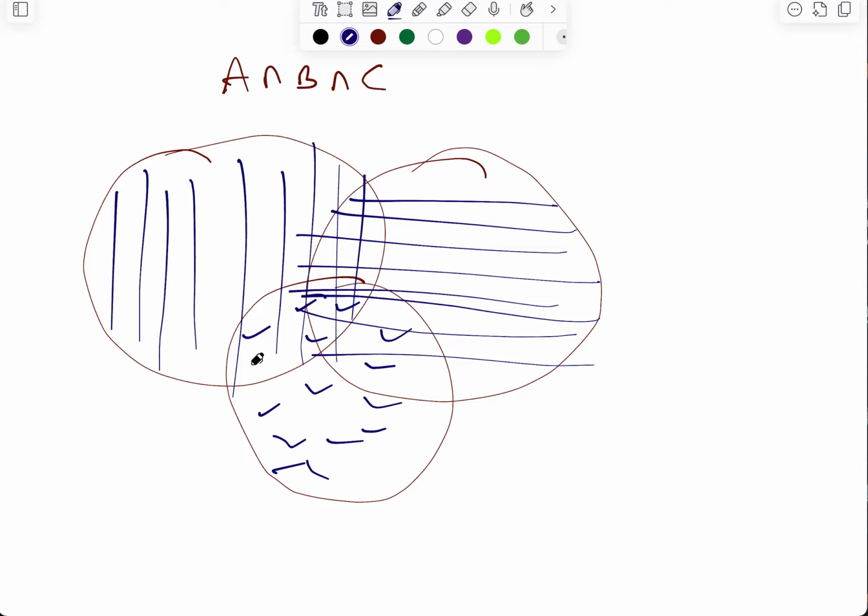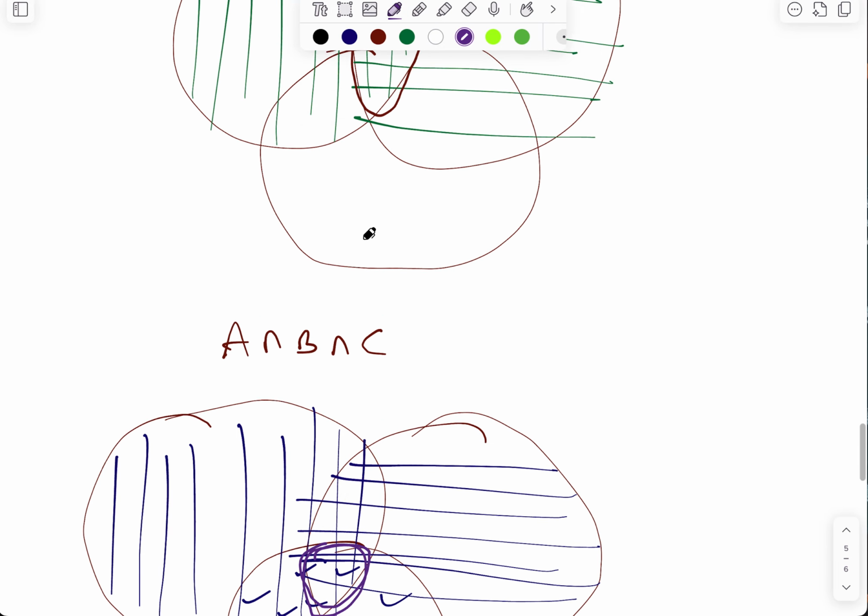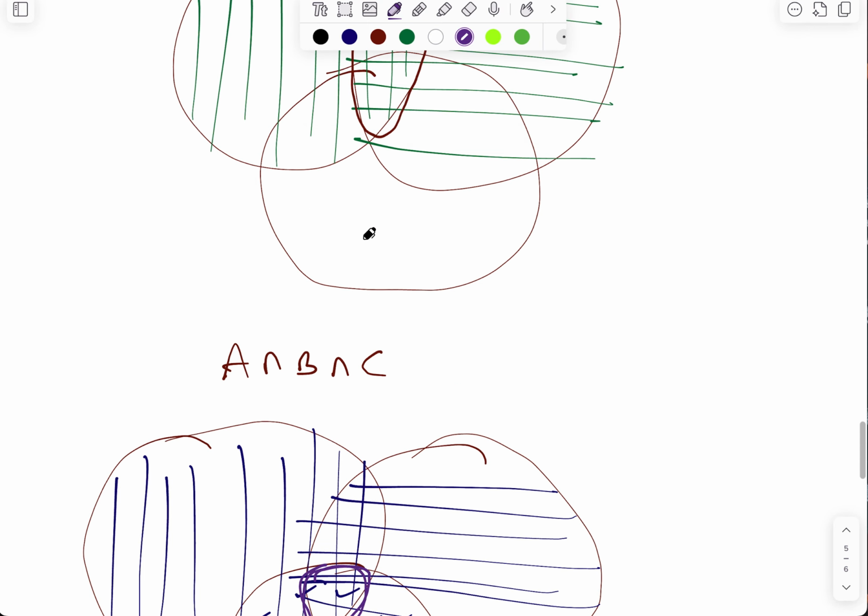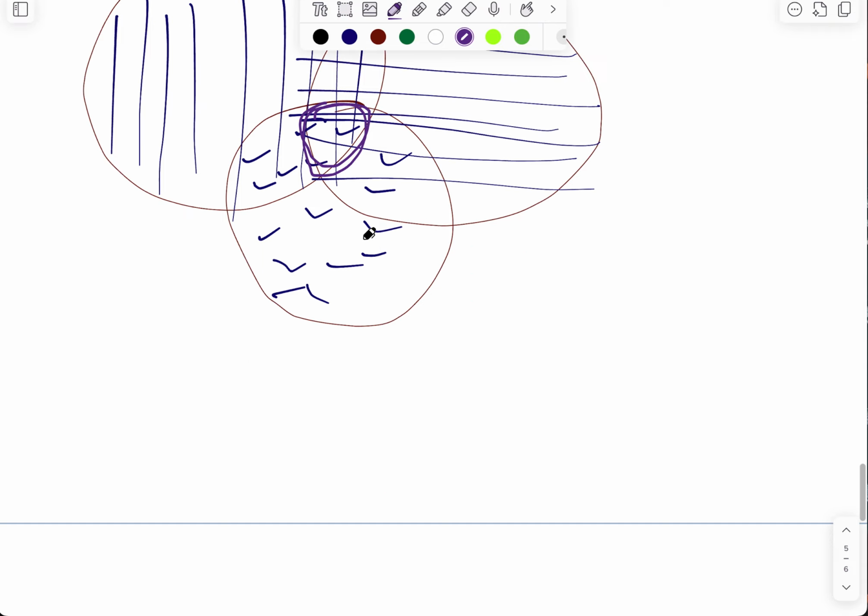So you notice that the only place where I have these three things all together is at this spot right here. So this spot is going to be the intersection of those sets. And that is actually the summary of Venn diagram. Okay, there's the last one, which is complement.